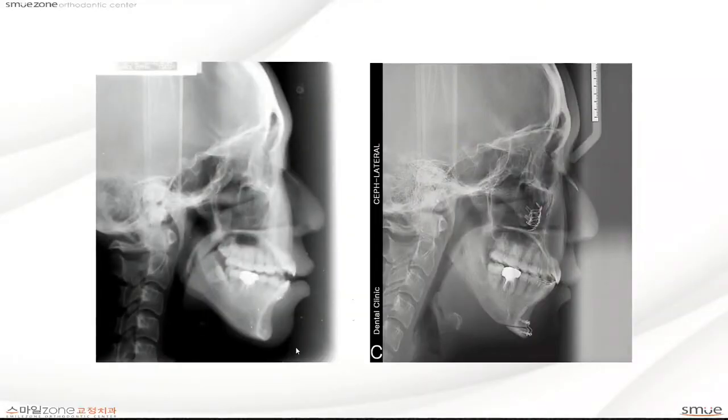What's the age of this patient? His age is 27 at the start. 27 лет примерно. Как будто подросток, да?